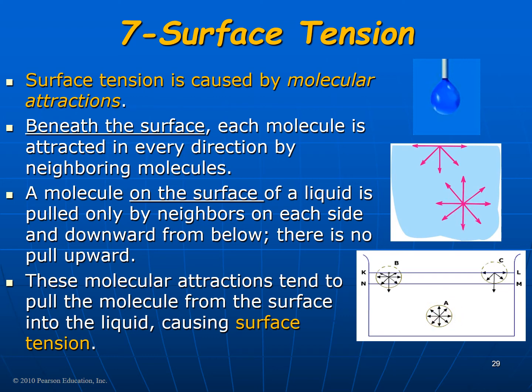But for a molecule on the surface, you have liquid molecules inside and air molecules outside, so the attraction inside will be more than the attraction outside. So a molecule on the surface of the liquid is pulled by its neighbors on each side, and it will pull down. So this will cause tension on the surface, and this is the cause of the surface tension.